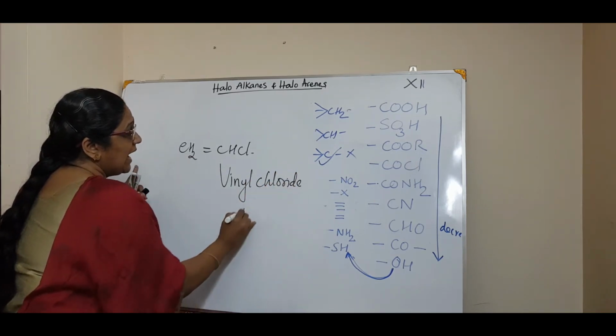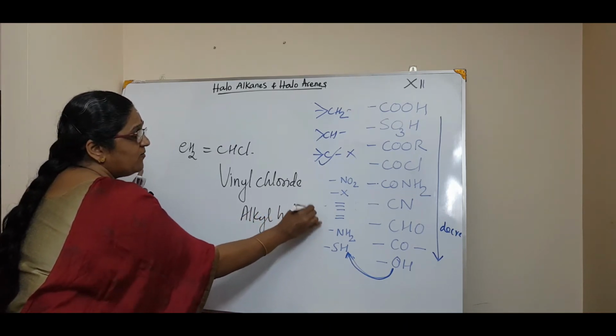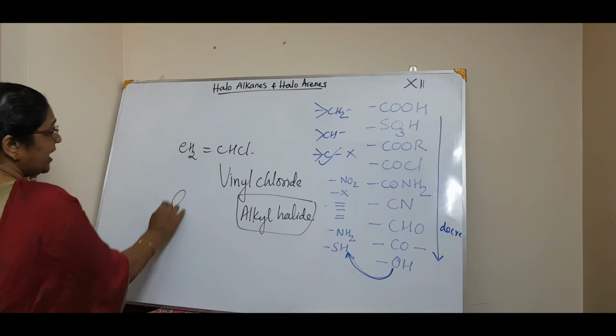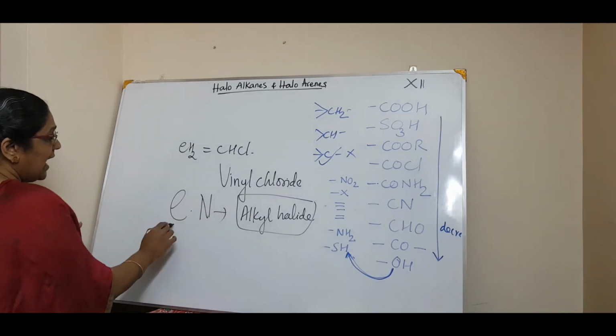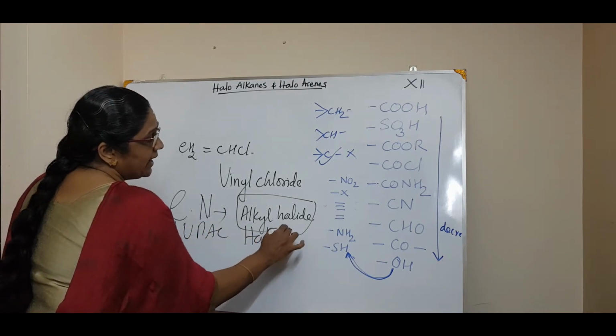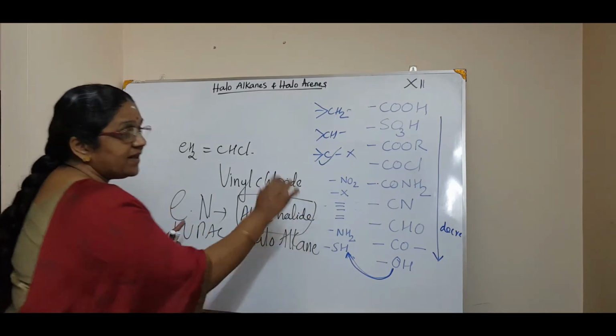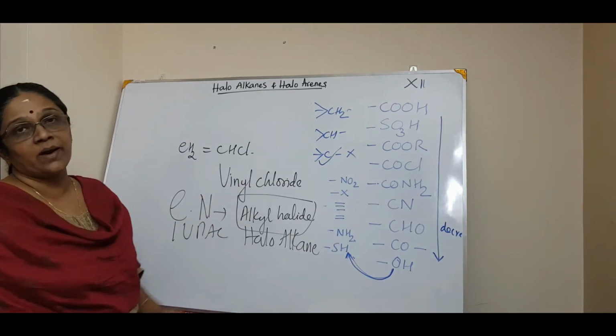So you link it to alkyl halide. Just remember the common name will be alkyl halide and the IUPAC name will be haloalkane. Just remember it and then try it. So this is vinyl chloride.